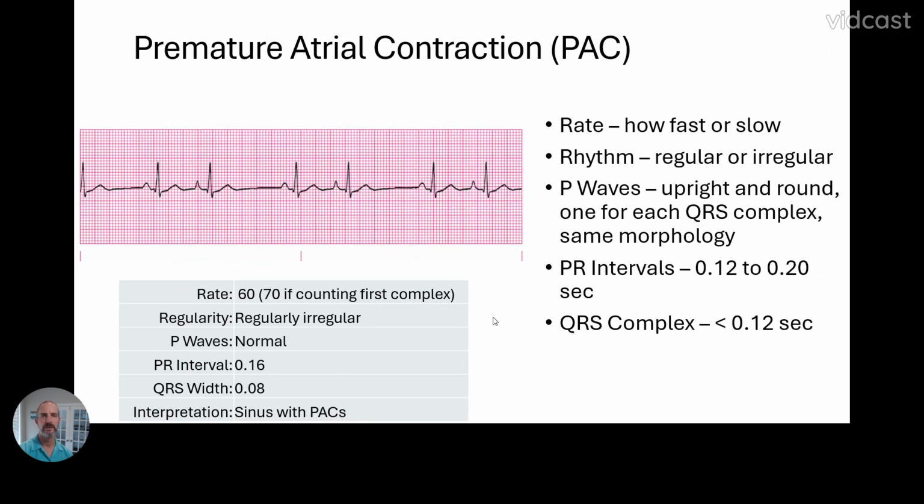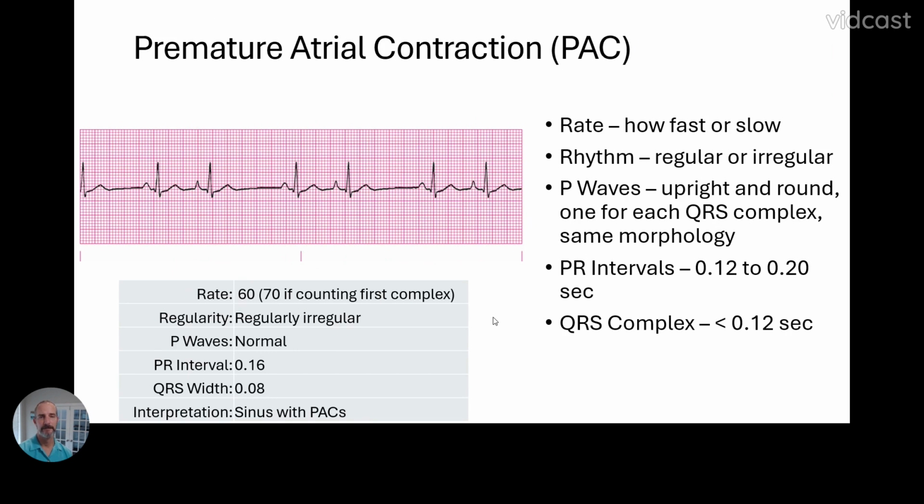So the next rhythm that we're going to discuss is a premature atrial contraction. In the subsequent chapter, and then in chapter 7, we discuss premature junctional contractions and premature ventricular contractions. So this is a situation that occurs when you have an early complex in your rhythm strip.